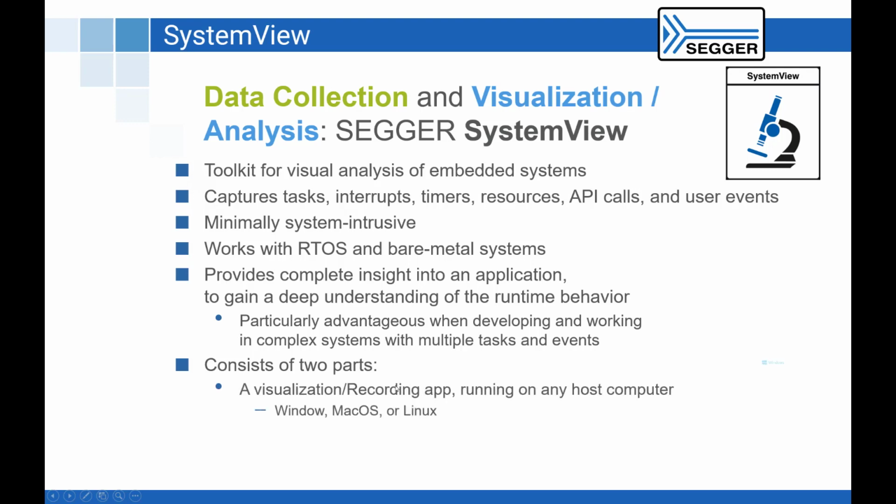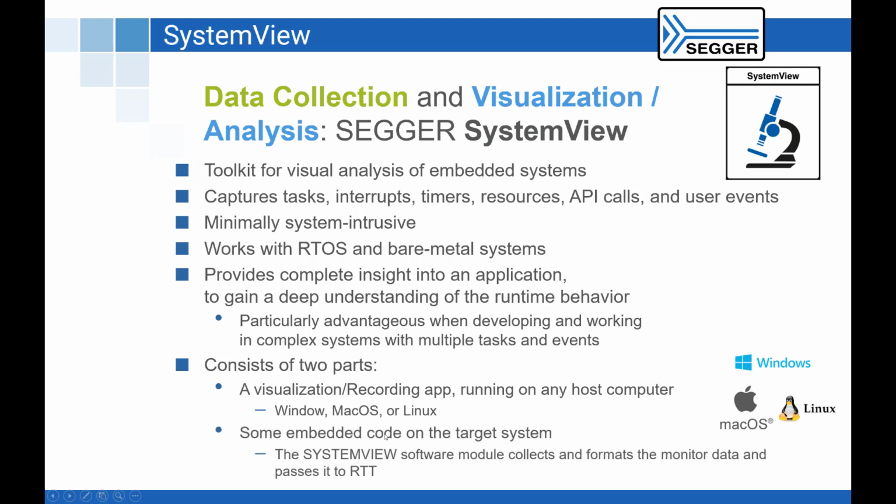And there are 2 parts to SystemView. One is a visualization and recording application that runs on the host, and we have that for Windows, Mac, and Linux. And then there's some embedded code that you need on the target system, as alluded to earlier in the slide that showed the structures. That is the SystemView software module, and it collects and formats the data that it gets from the various events, and passes it on to RTT to be extracted from the target.